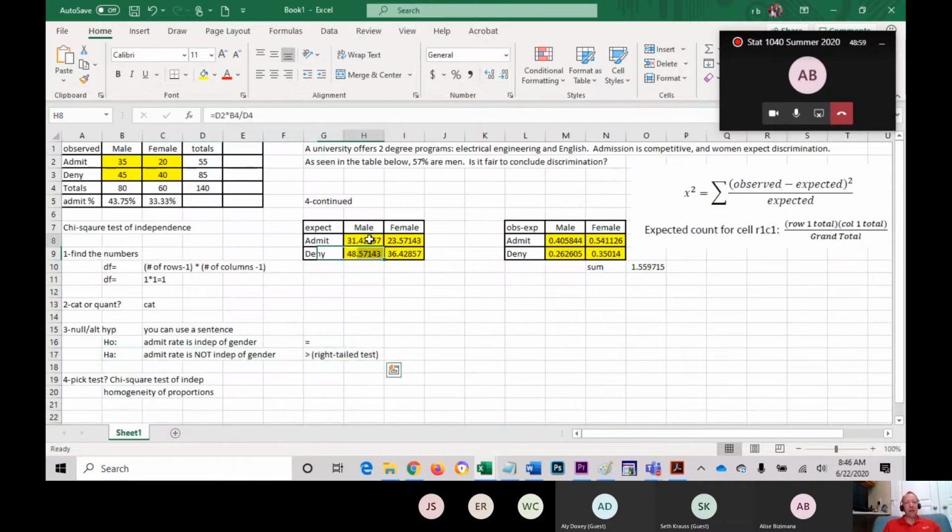Now, let's pretend for a moment that the observed and the expected were the same. So I'm going to change these values. Let's pretend that this was 35 and 45 and 20 and 40, okay? So you can see that there's no difference between the expected table and our observed table. And you can see that these numbers are all close to 0.